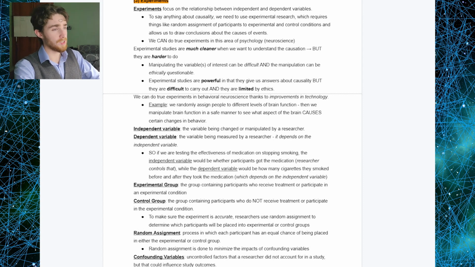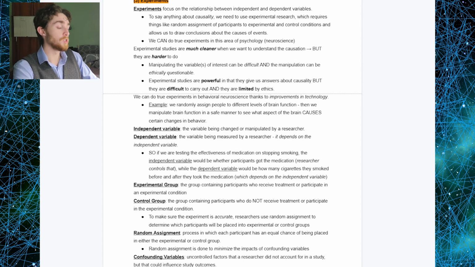Random assignment is a process in which each participant has an equal chance of being placed into either the experimental or the control group. Why do we do this? Well, random assignment is done to minimize the impacts of confounding variables. So if you get a question on the exam like, why do we use random assignment?